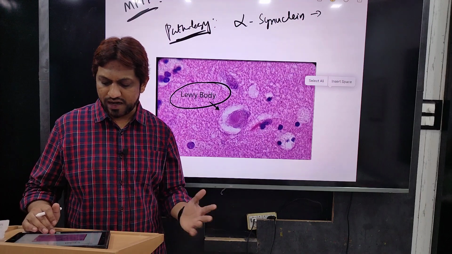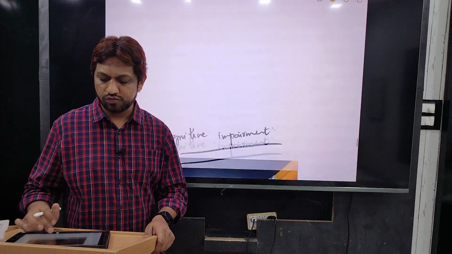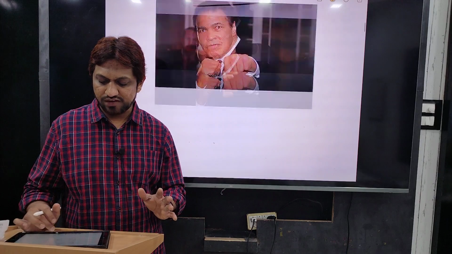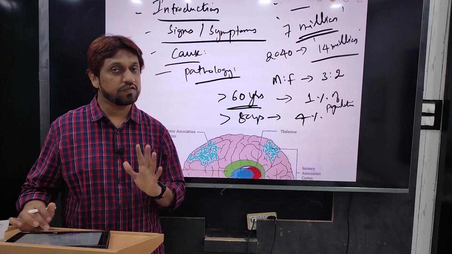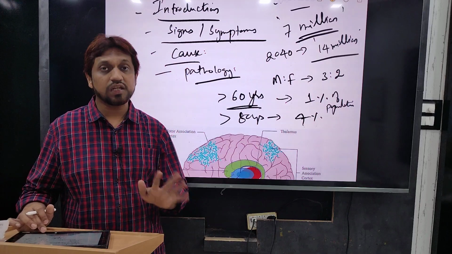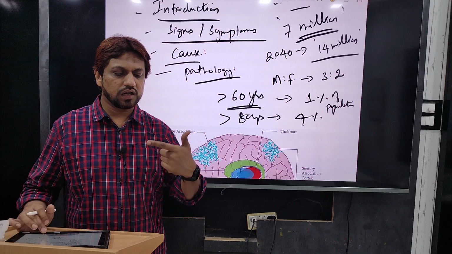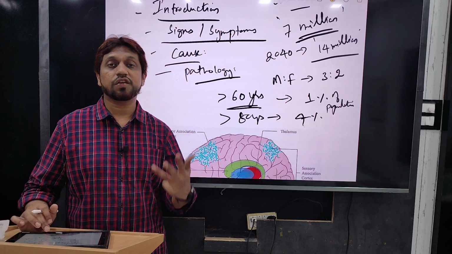So we'll quickly end this video here. Just to revise what we have discussed today: we have discussed the introduction, then the signs and symptoms, and the cause and the pathology of Parkinson's disease. However, we have not discussed pathogenesis in detail. In the next video we'll try to discuss in detail the pathogenesis, classification of this disease, and the diagnosis and management.